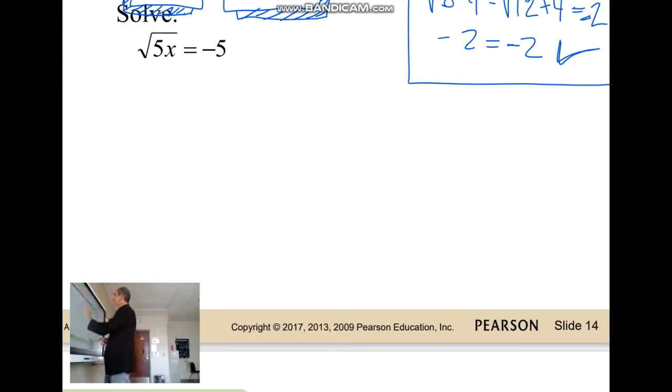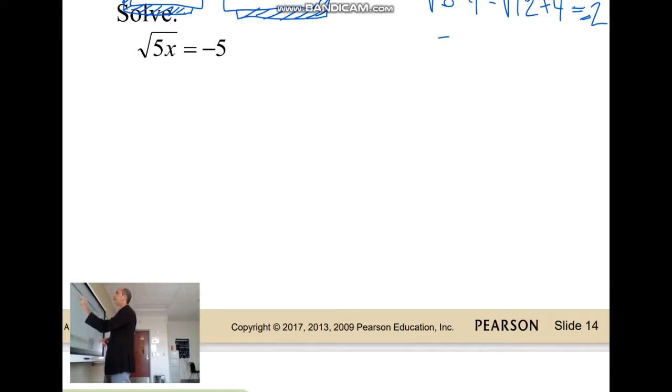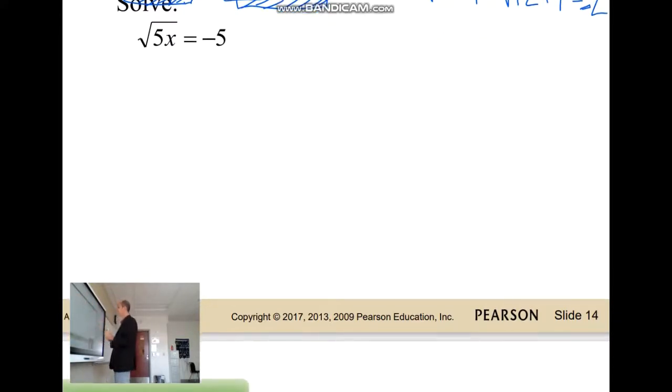Moving on, let's move to the next example. Let me just clear this up. We need the space to solve this new question. The square root of 5x equals negative 5. That's a pretty interesting example. Let's see what happens. We will square both sides and find out what happens.